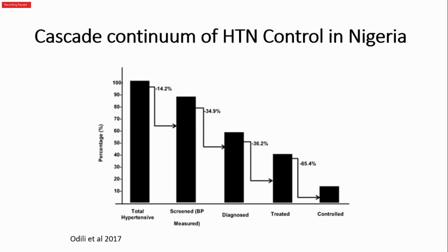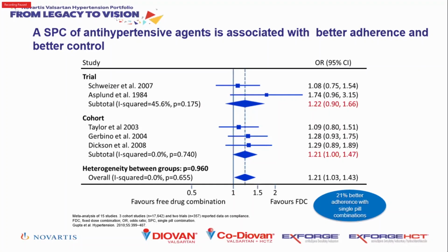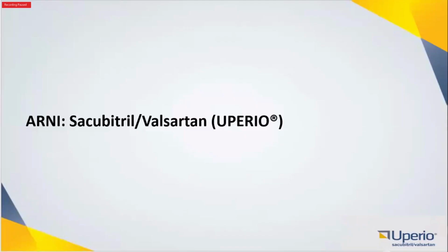So even if you are able to control that tiny percentage, you're only managing a fraction of the total disease burden. This slide is showing us that a single pill combination of antihypertensive agents is associated with better adherence and control. And you can see that when you have a fixed dose combination, you have better compliance.